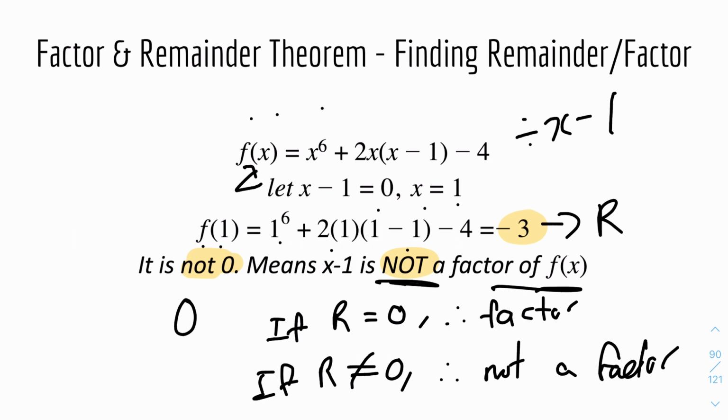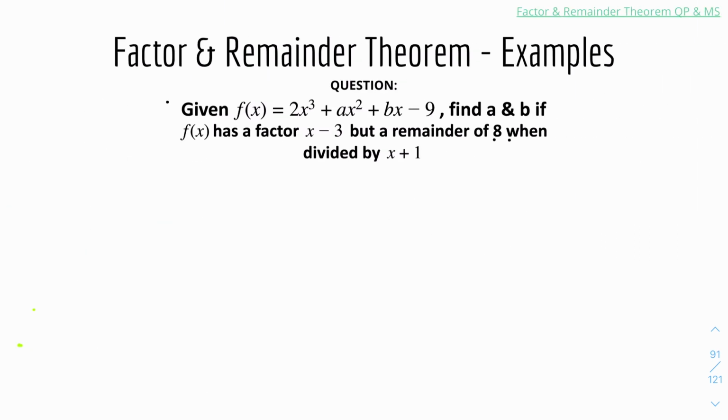And lastly, we have some examples for factor and remainder theorem. So given f of x equals 2x cubed plus ax squared plus bx minus 9, find a and b if f of x has a factor of x minus 3 but a remainder of 8 when divided by x plus 1. So it's basically combining factor theorem and remainder theorem together. So let's just focus on number 1. f of x has a factor of x minus 3. So to see what to put into f of x, it will be x minus 3 equals 0 and x equals 3.